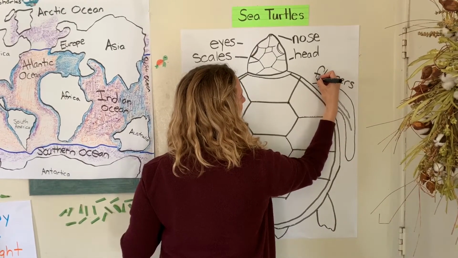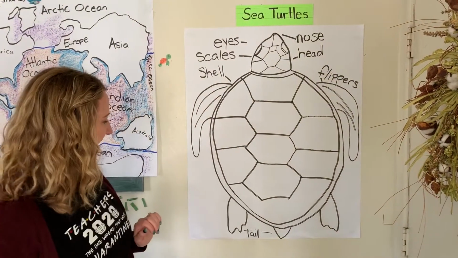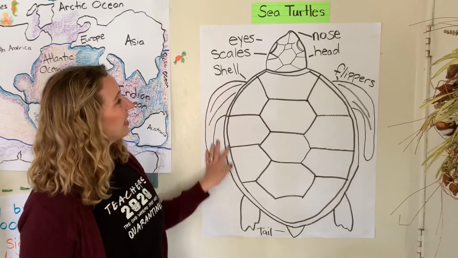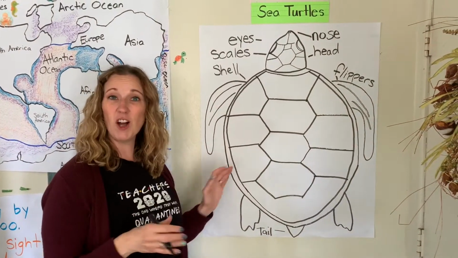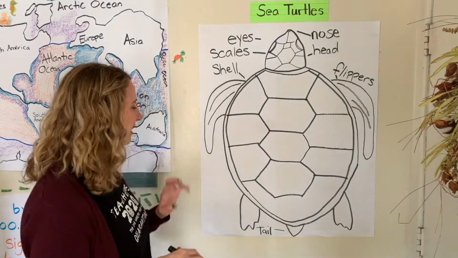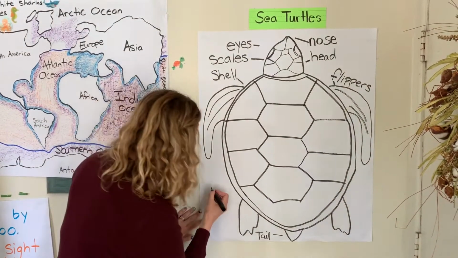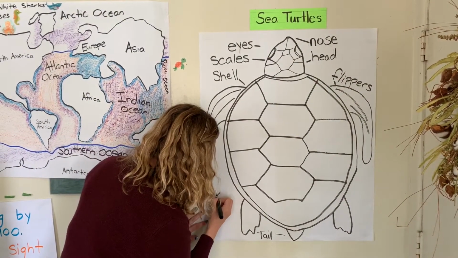Okay? I'll draw a little line there. One other thing is that sea turtles also have skin. In addition to having scales, they have scaly skin. So I'll just write skin here also.